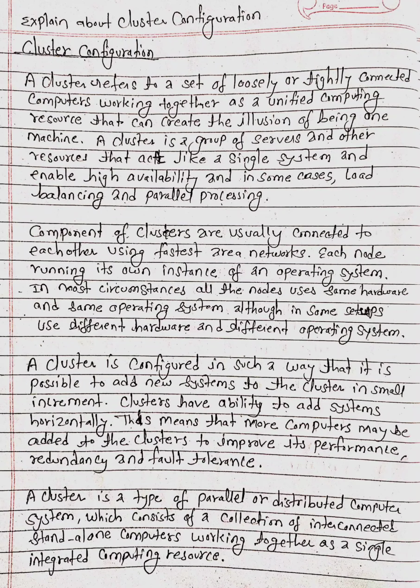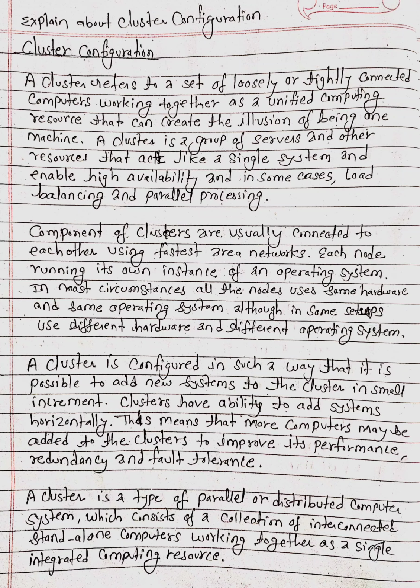Explain about cluster configuration. A cluster refers to a set of loosely or tightly connected computers working together as a unified computing resource that can create the illusion of being one machine. A cluster is a group of servers and other resources that act like a single system and enable high availability and, in some cases, load balancing and parallel processing.